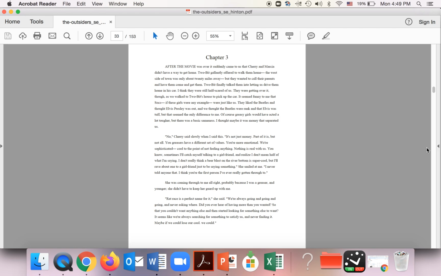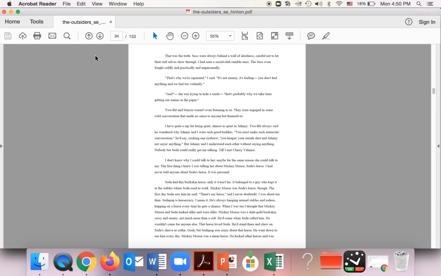She was coming through to me all right, probably because I was a greaser and younger. She didn't have to keep her guard up with me. "Rat race is the perfect name for it," she said. "We're always going and going and going and never asking where. Did you ever hear of having more than you wanted so that you couldn't want anything else, and then started looking for something else to want? It seems like we're always searching for something to satisfy us and never finding it. Maybe if we could lose our cool, we could."